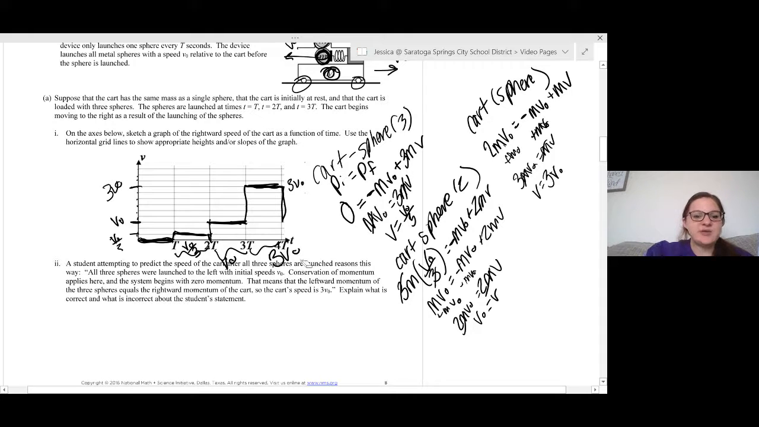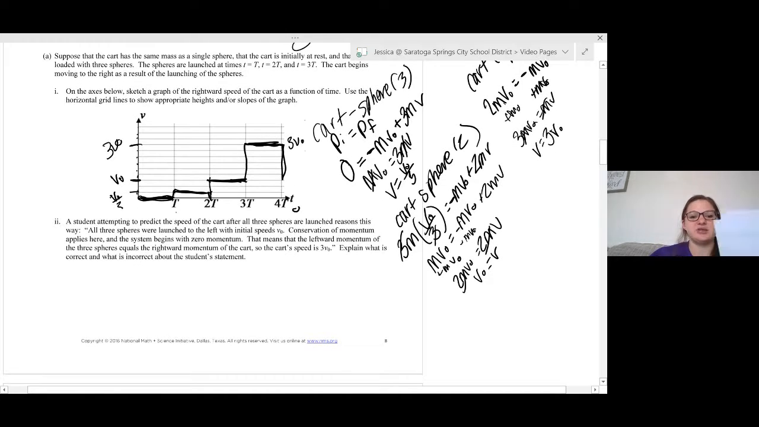Okay. So then in question A2, we have a student attempting to predict the speed of the cart after all 3 spheres are launched, reasons this way. So they say that all 3 spheres were launched to the left with an initial speed of v0. Conservation of momentum applies here. So far, this is correct. I'm doing a terrible job at underlining. This is correct. I'm just underlining the things that are correct, because anytime you're presented with a student's reasoning, you'll probably have to say whether or not it's correct.